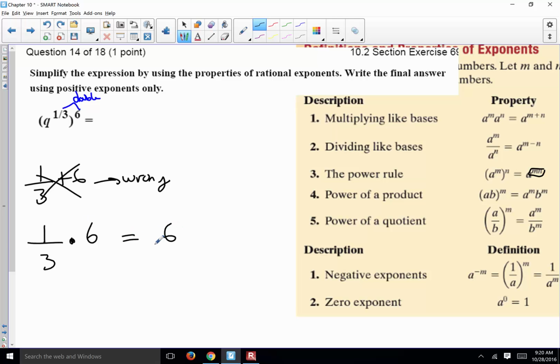Well, this is 6 over 3, and 3 goes into 6 twice. This is 2. Or you could have just canceled it here. 1 times 2 is 2. Now this is another 20-second question if you know the rule. Q squared. Any questions?